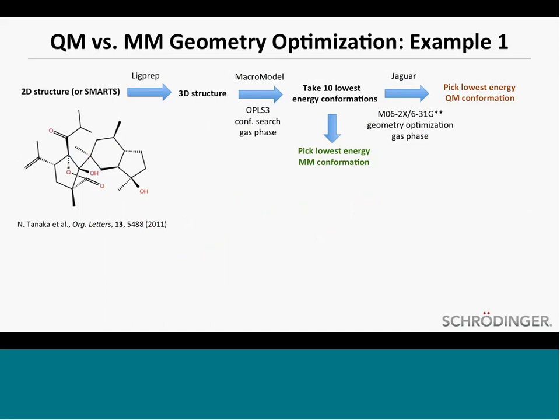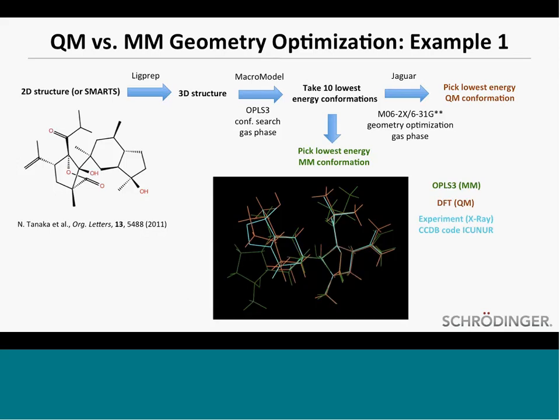So here's another example of when quantum might really help you out. So on the left, I'm showing a very complicated natural product. You can take this natural product, convert the structure to 3D, run a molecular mechanics-based conformational search. In this case, we're using the OPLS-3 force field, and take the 10 lowest energy conformations as predicted by molecular mechanics, and at the end, extract only the lowest energy one. Conversely, you can also take that same conformational ensemble of 10 and run an optimization using, in this case, quantum, where we're going to use DFT, in particular M062X, and take the lowest energy conformation from that. And the results would look something like this.